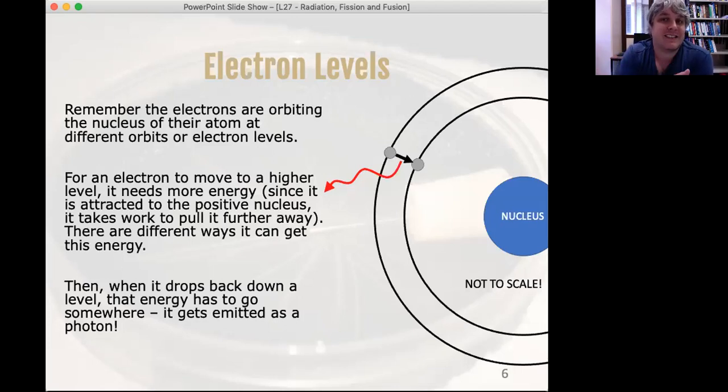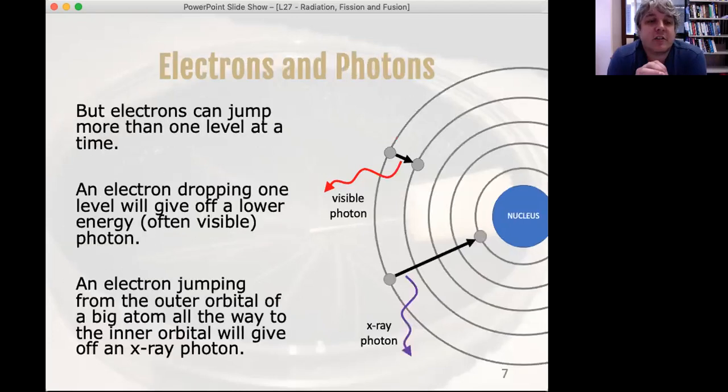So when an electron jumps down from one level to a lower level, a level closer to the nucleus, then it will emit its excess energy as a photon. So that's where visible light comes from. Occasionally you'll get ultraviolet or infrared light from those single level jumps, but you can jump more than one level at once. And by you, I mean the electron, not you personally. The electron can jump more than one level. If it jumps 2 levels, then that's more likely to be an ultraviolet photon. If it jumps 3 levels, then we're getting quite high energy ultraviolet photons.